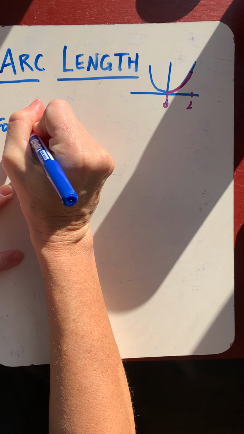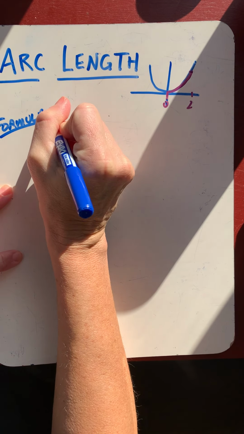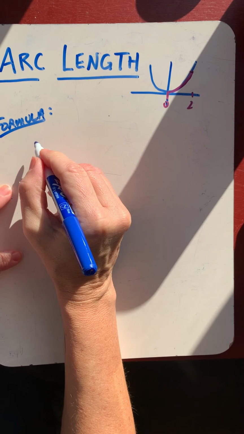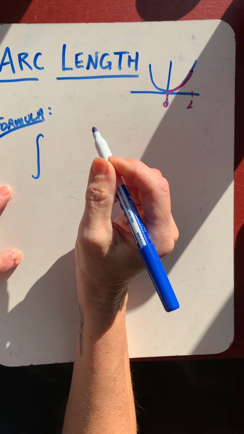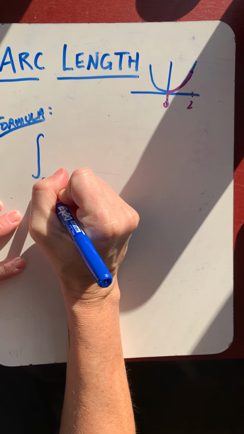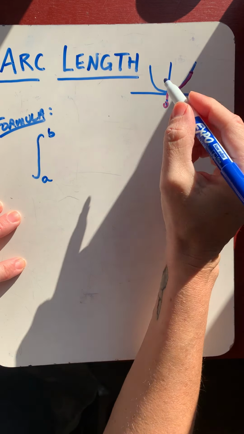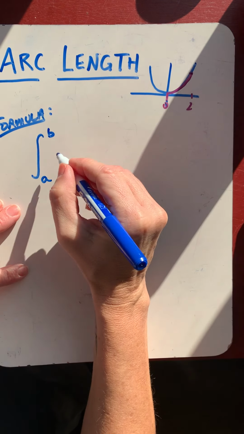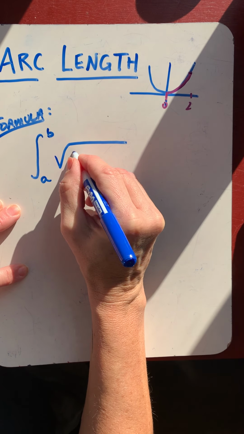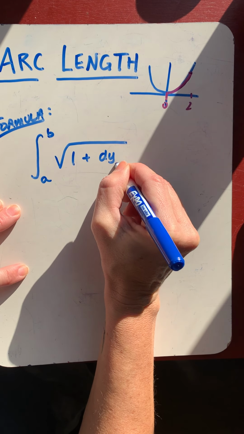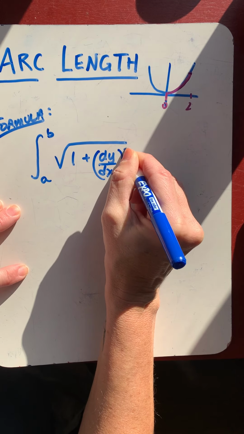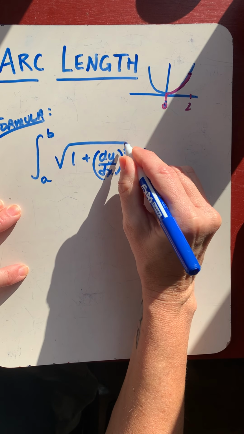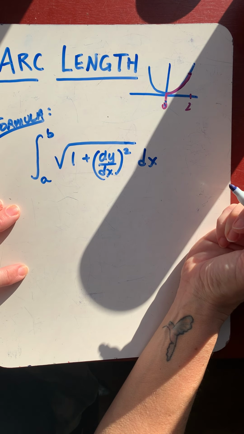And I'll show you where it comes from. To find the length of an arc, we're going to take the integral from a to b, so from, let's say, 0 to 2, of the square root of 1 plus the derivative of the curve with respect to x squared, dx. This is the formula.